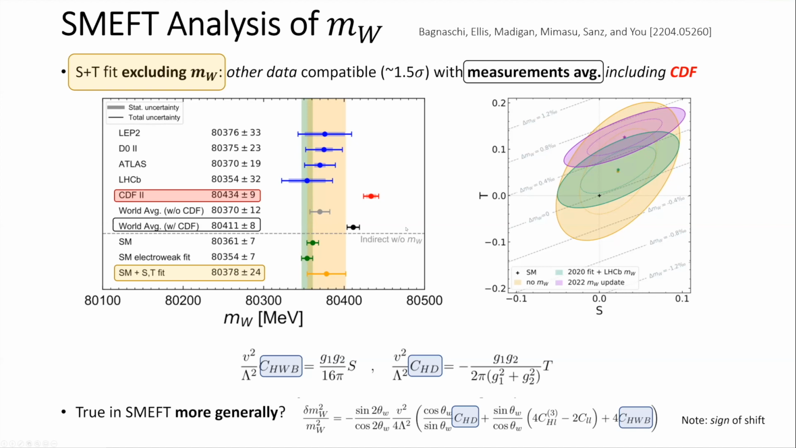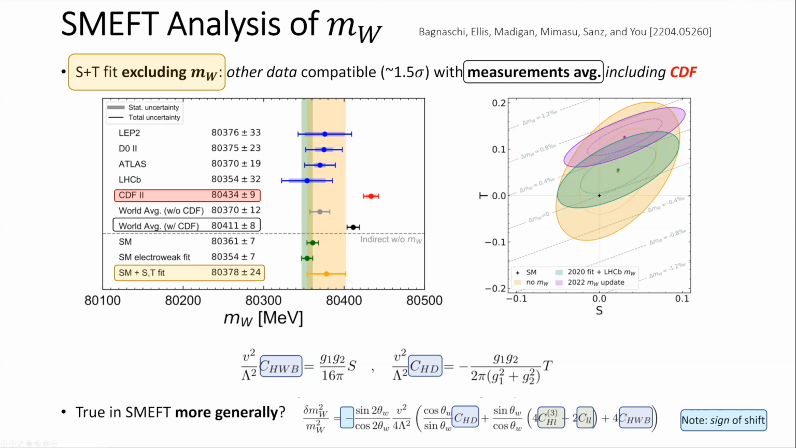It's interesting to ask whether or not this is also the case if we do the analysis in the SMEFT more generally, where we allow all the possible combinations of operators to enter in a global fit. And in particular, delta MW will get a contribution from two more parameters. The sign of the shift is rather important as well to get an enhancement of the W mass as opposed to decreasing it, depending on which potential UV completions will generate these operators.